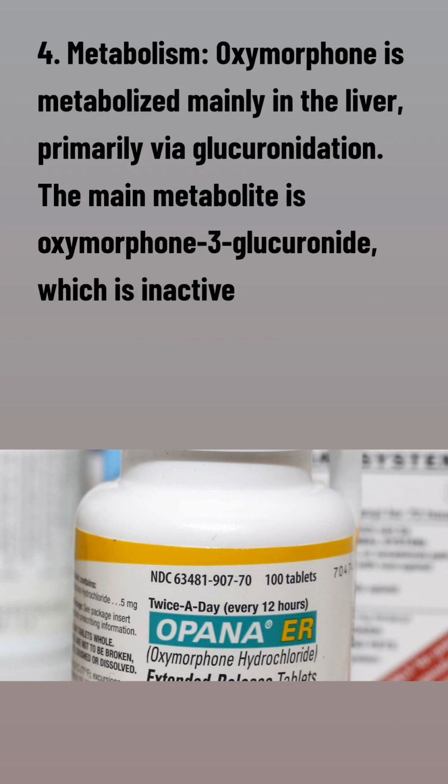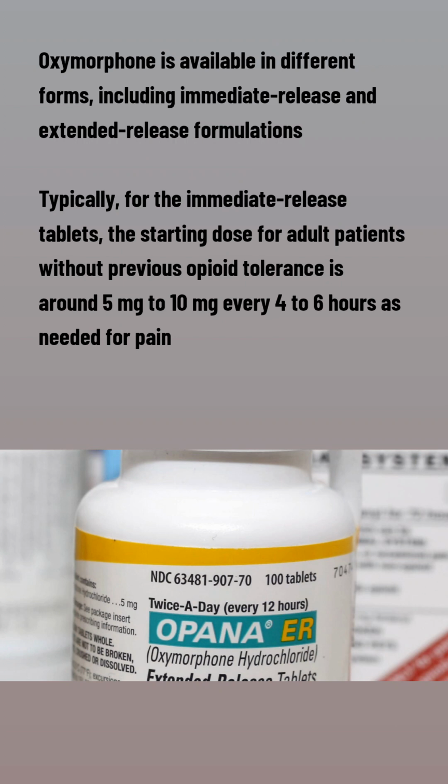4. Metabolism. Oxymorphone is metabolized mainly in the liver, primarily via glucuronidation. The main metabolite is oxymorphone 3-glucuronide, which is inactive. Oxymorphone is available in different forms, including immediate-release and extended-release formulations typically.